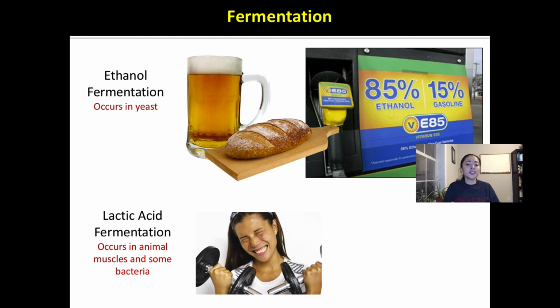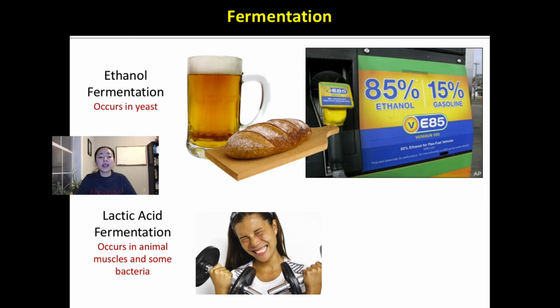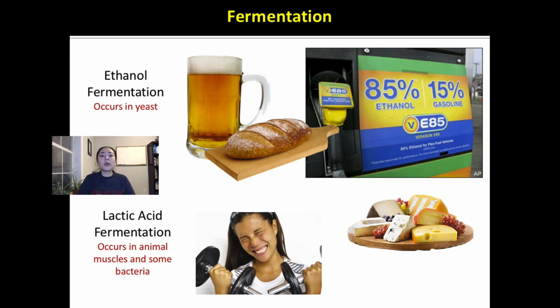Lactic acid fermentation is used in our muscles whenever the oxygen stores have been depleted, and it gives us that extra little boost of energy that we need. But lactic acid fermentation in bacteria is also used by us. When we mix bacteria with different dairy products, the bacteria break down the lactose sugar in the dairy products, and the lactic acid they produce causes the milk to curdle, and that's what gives us things like cheese, yogurt, and sour cream as well. So we get very delicious foods by using the lactic acid fermentation that naturally happens in bacteria.